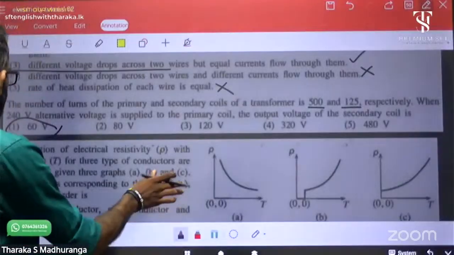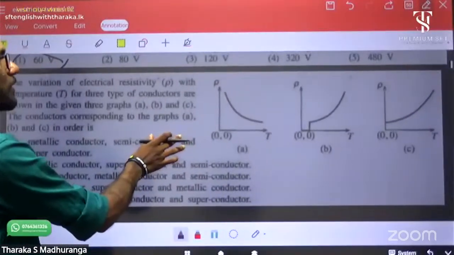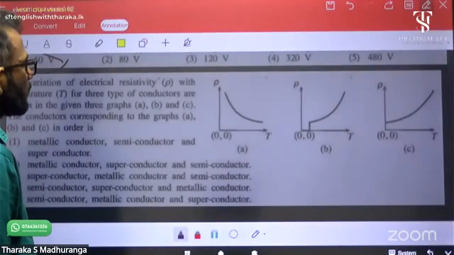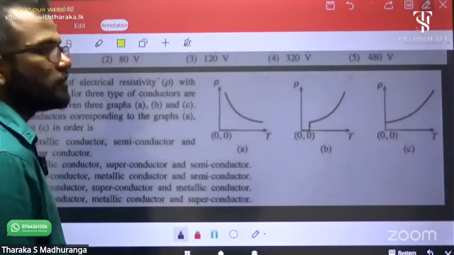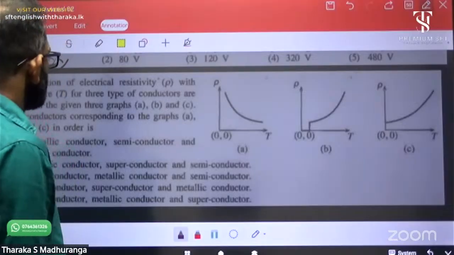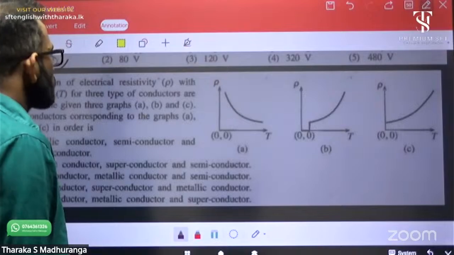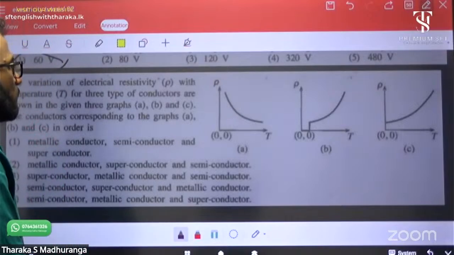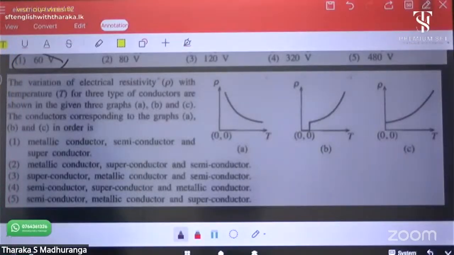Okay, question part 3. Exam MCQ question number 3. The variation of electrical resistivity, the resistivity means rho, that you already know, right? With temperature for three types of conductors are shown in the given figure. Given graph A, B and C. The conductors corresponding to the graph A, B and C in order is.